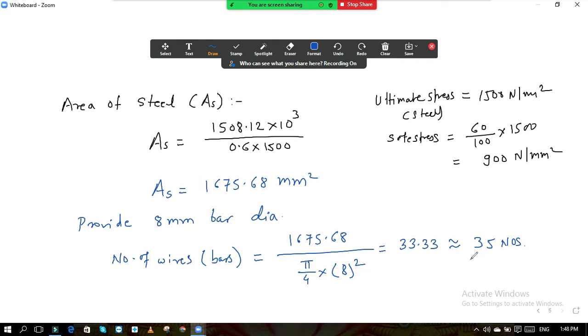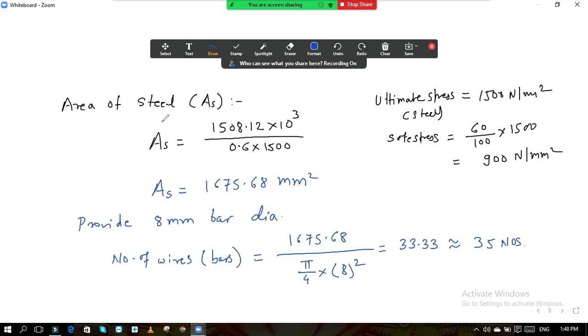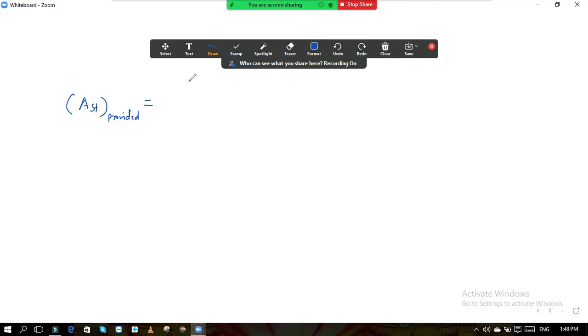Now calculate the area of steel provided. Here also you can write AST, no problem, otherwise you will get confused. Provided, so how much is it? 35 bars, 8 mm diameter. So let me know the answer.